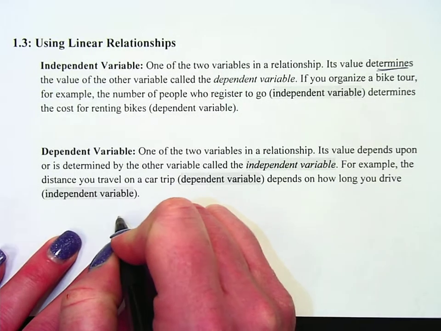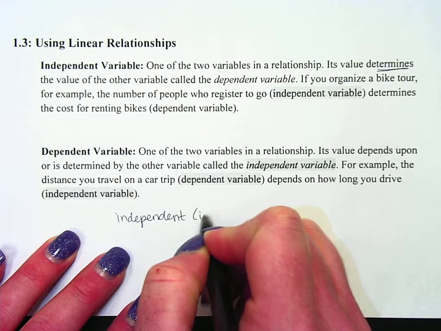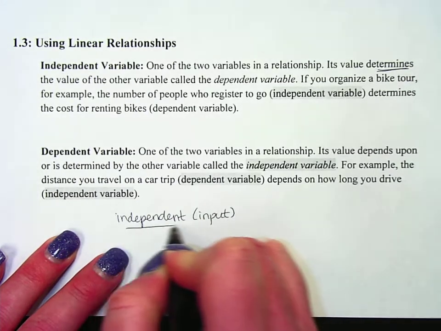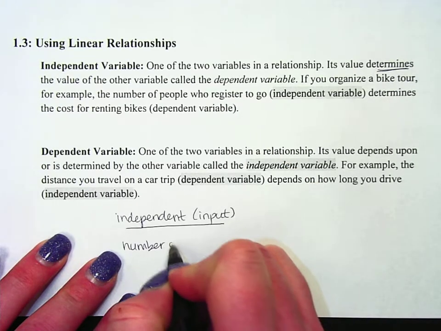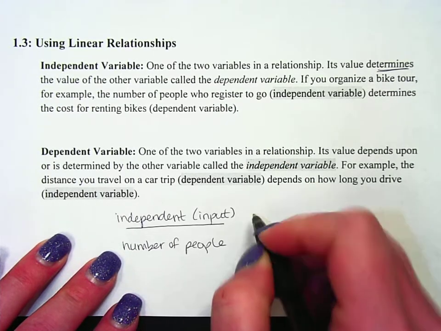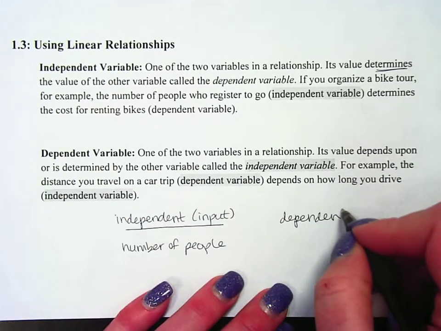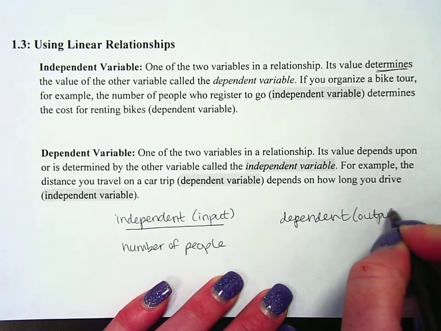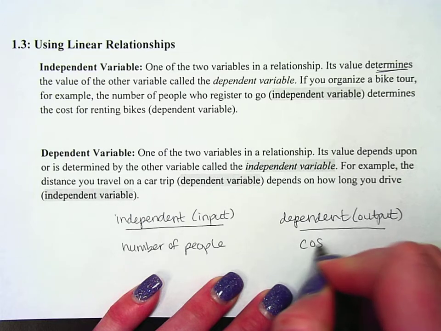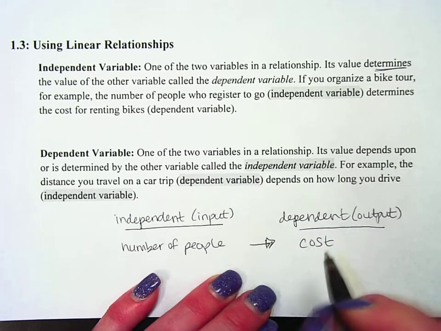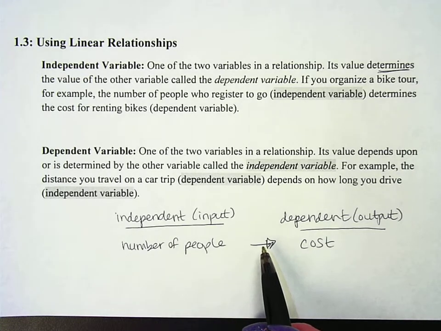So I'm just going to make that as a note down here. My independent variable, that's my input, what I put in. In this example, I'm putting in the number of people. And what I'm getting out is the dependent variable. So in this situation, what I'm getting out is the cost of renting my bikes. I'm going to draw a little arrow there. Every time I put in the number of people, what I get out is the cost.